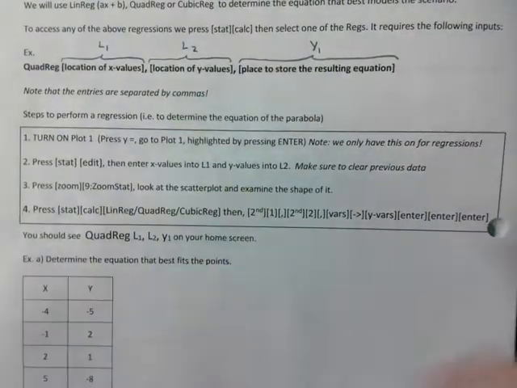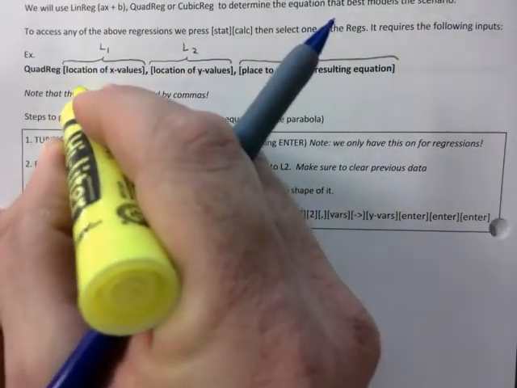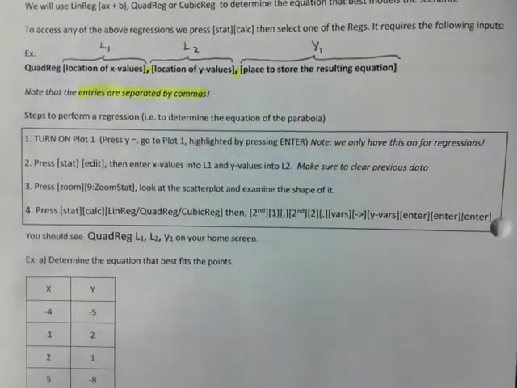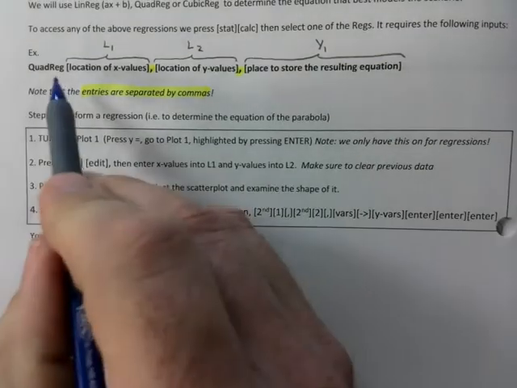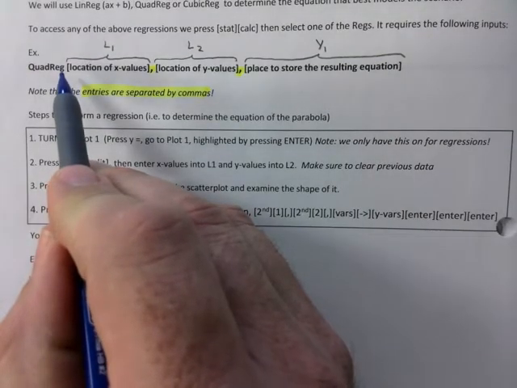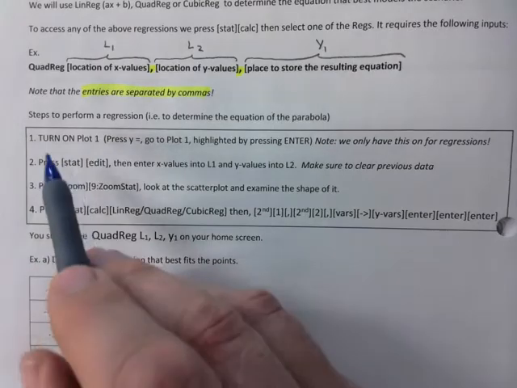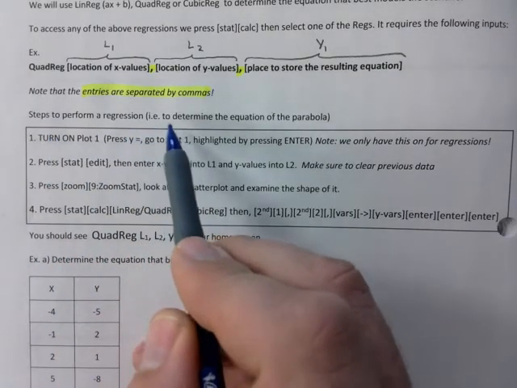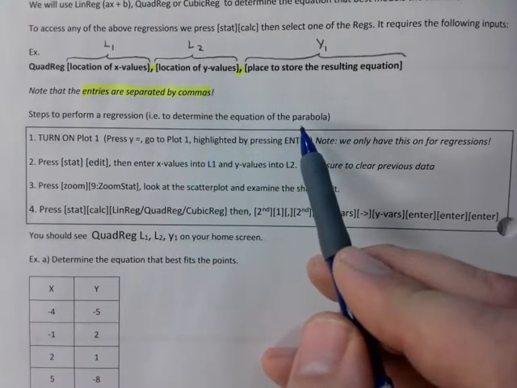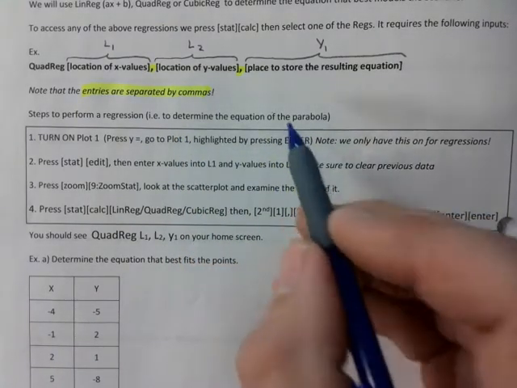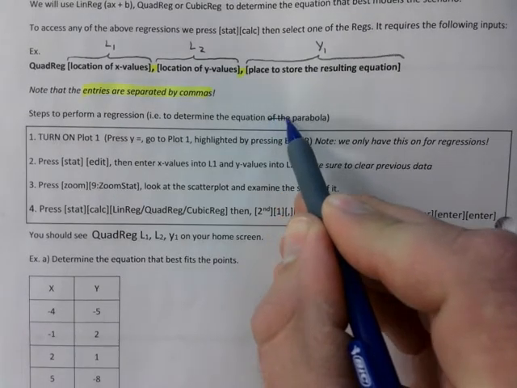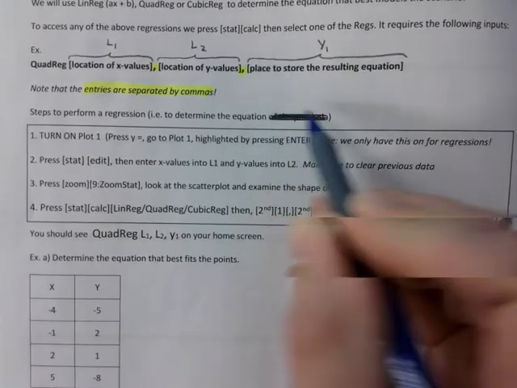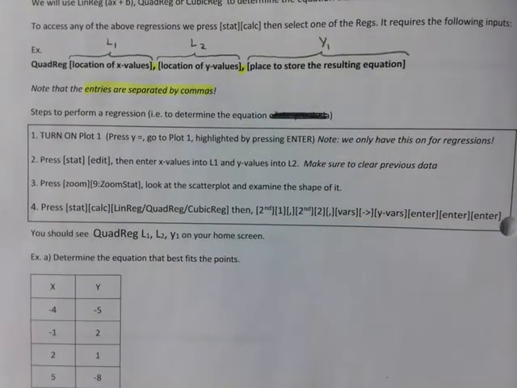Note that the entries are separated by commas, right? So there's one there, and there's one there. Very important. No comma at the beginning. That's always important. You will probably get an error if you try that. I haven't tried it, but anyways, steps to perform a regression. In other words, to determine the equation. We're not specific to a parabola anymore. That was in grade 11.